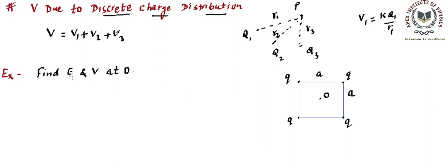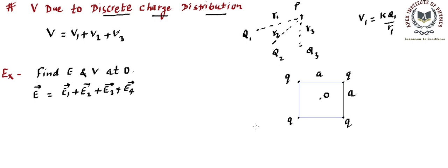So let's first find the electric field, because we have understood what the electric field is. We know the total electric field at point O is going to be because of individual fields, and we will make the vector sum of them. So there are four fields that have to be written and we need to sum them up.